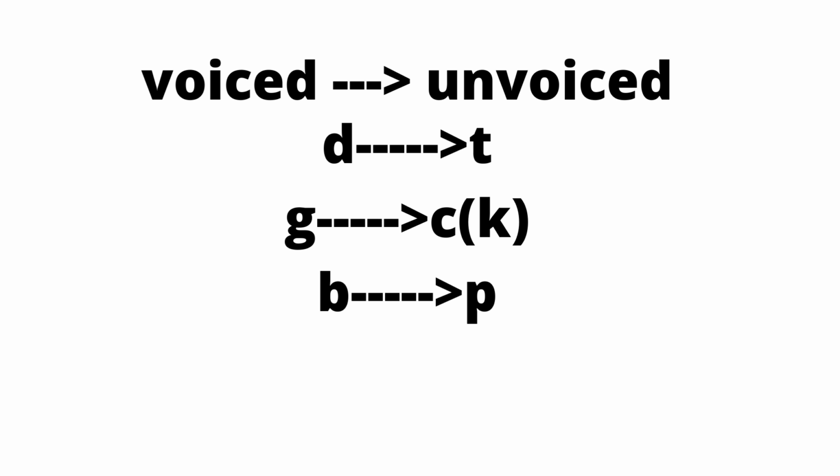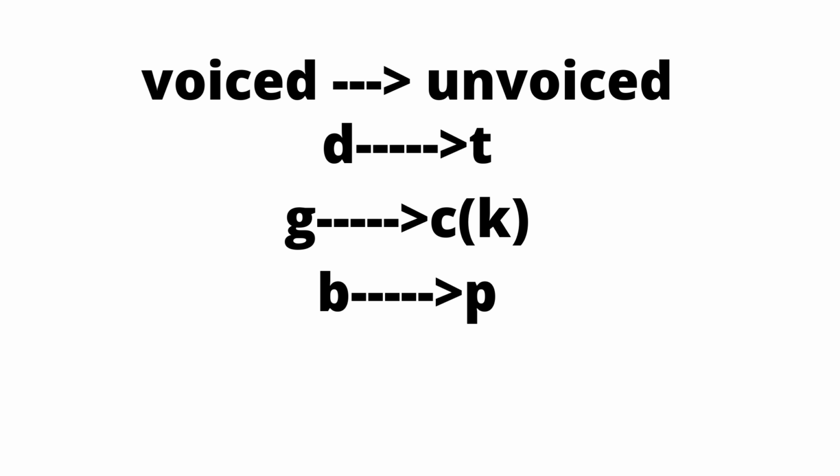So D, if you put your hand on the front of your throat and say D, you can feel the vibration of your vocal cords. D, T. But if you feel your mouth, T, T, T, T, it's just the percussive sound. No vibration, but it's the same mouth shape. And the same with G, K, G, K. Your mouth is not moving to change between those two sounds. It's whether or not you're using your vocal cords or not. And B, P, B, P.